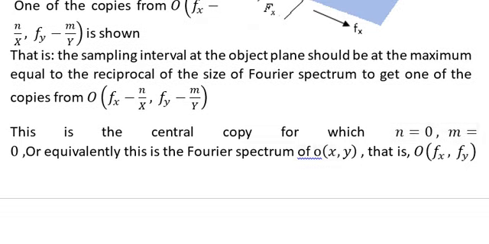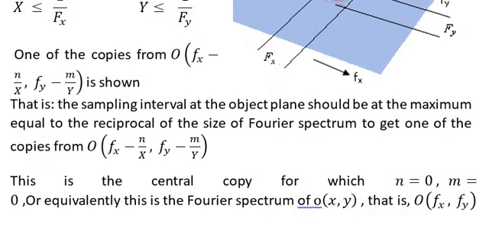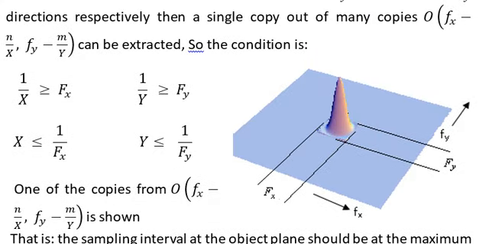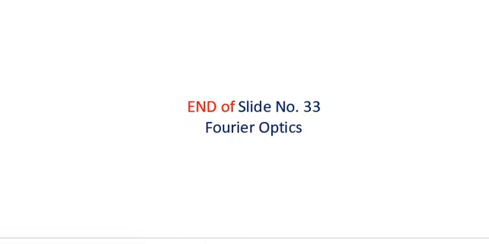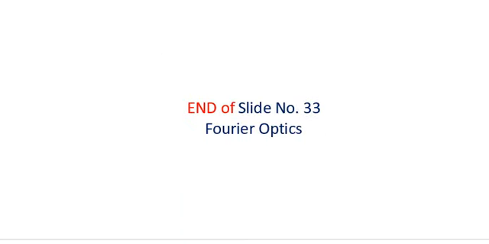So this is the central copy for which n is equal to 0, m is equal to 0, or equivalently this is the Fourier spectrum of the object O, that is O at fx comma fy. So we are talking about just one spectral copy, that is the central copy of the original object, which is shown in the figure. But in principle there are an infinite number of copies, which we shall show later on. So this is the end of slide number 33.